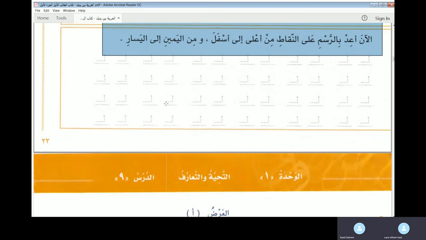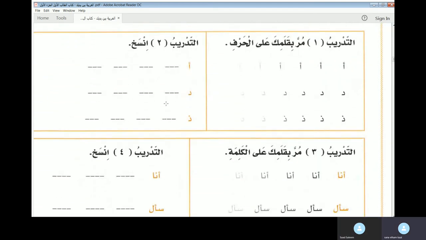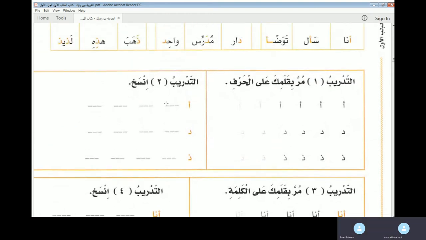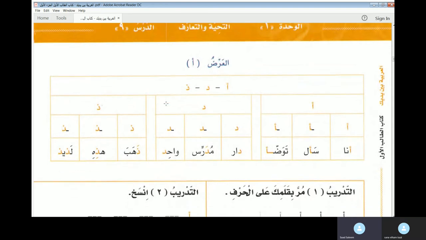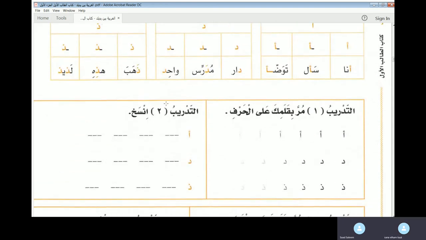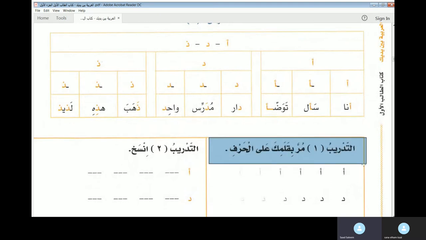But there are no words written to write, just the dots. Just like for a small kid, we give him dots. We don't give him words. We just give him dots to move his pen on. Same thing here. Okay, read this, Tadrib Awwal.